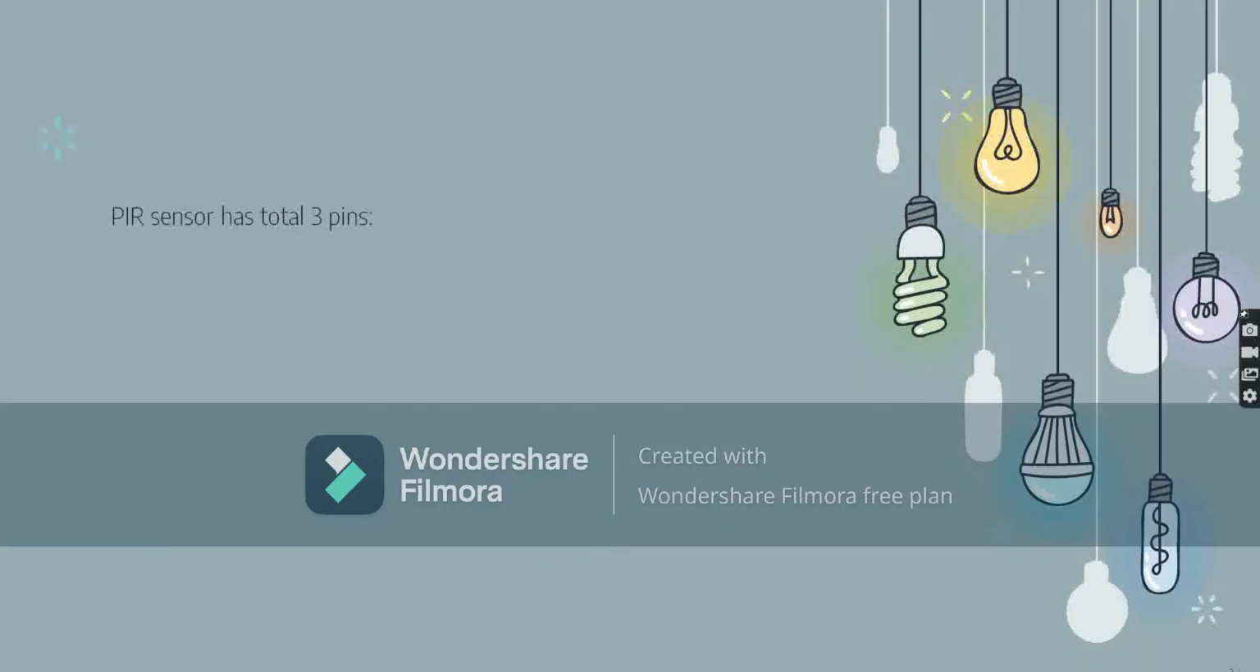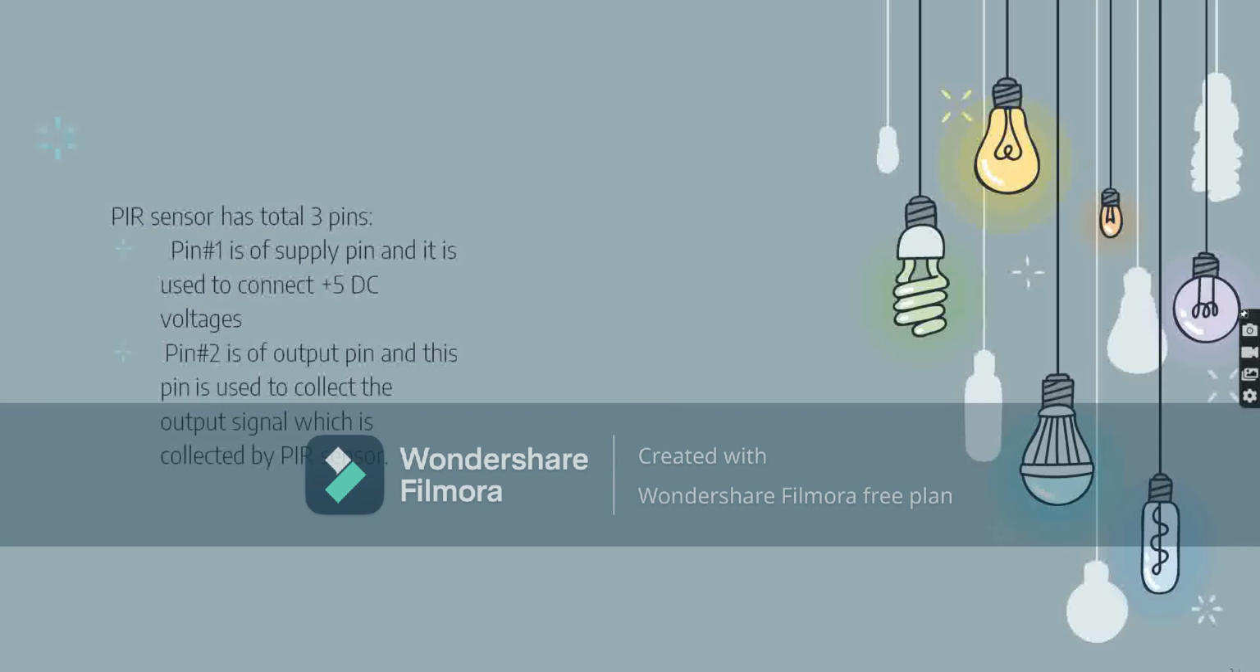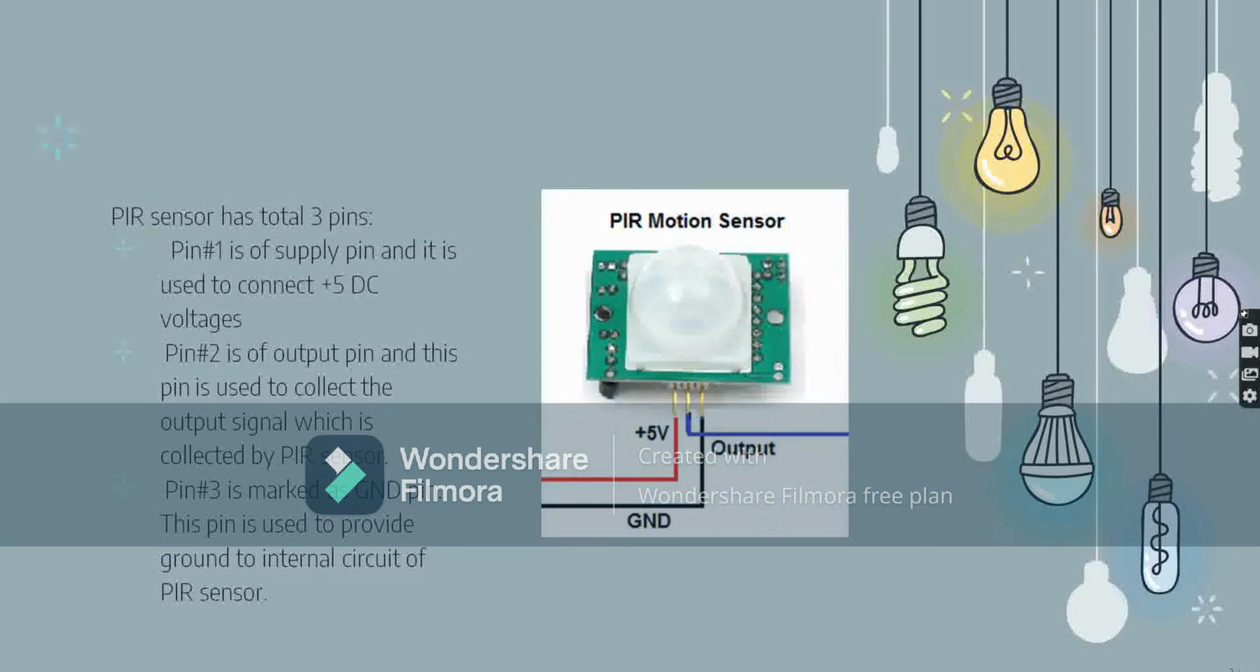In order to know the pins of the PIR sensor, there are a total of 3 pins. The first pin is the supply pin, where we give the power supply of plus 5 V DC. Pin 2 is the output pin, which is used to collect the output signal detected by the PIR sensor. And pin 3 is the ground pin, which provides the ground to the internal circuit of the PIR sensor. The various pins of the PIR sensor are being displayed.